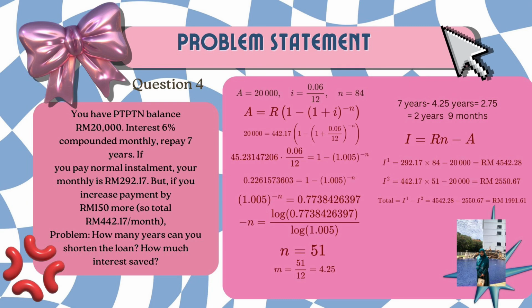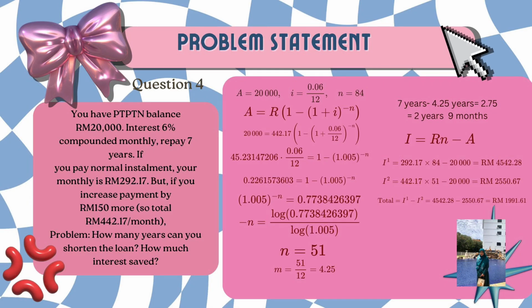Then we want to know how many years that we shorten. So the next step is 7 years minus 4.25 years, and the answer is 2.75, which equals 2 years, 9 months. The next question is how much interest that we can save.